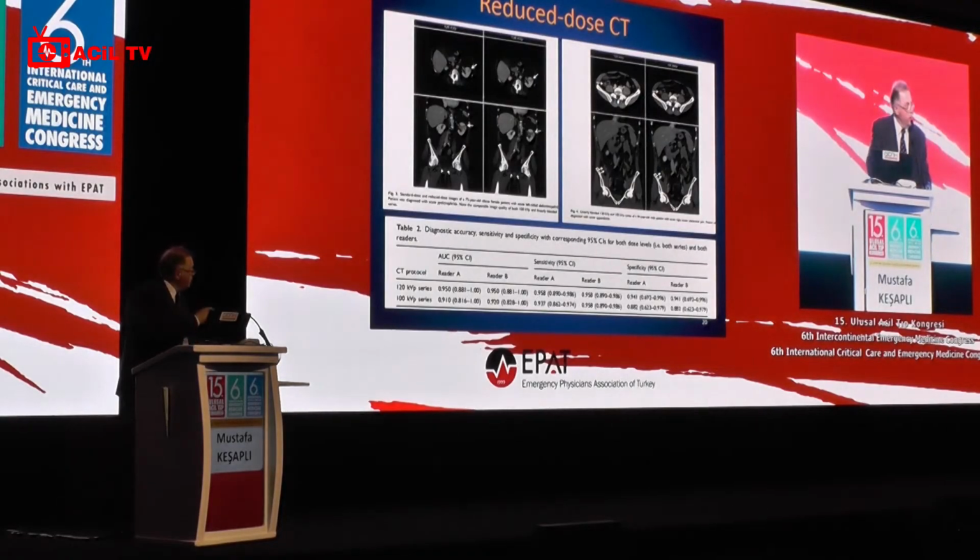When you look at the pictures, the one on the left side shows pyelonephritis in older people. The left one is 120, the other one 100. As you see, there is almost the same image quality. The one on the right side shows acute appendicitis in young people. So image quality doesn't change, and statistically it doesn't change either.